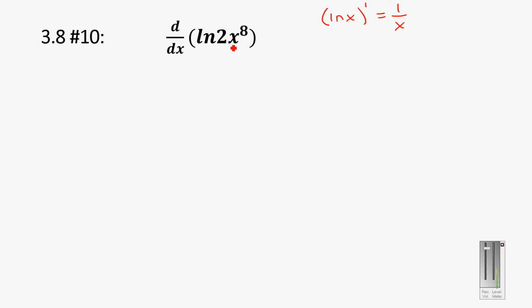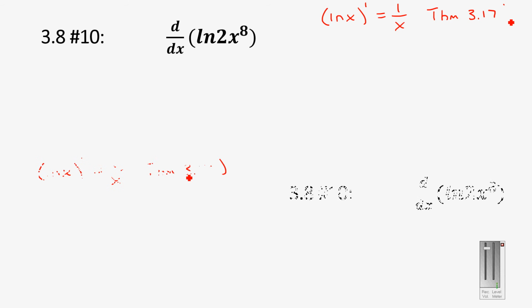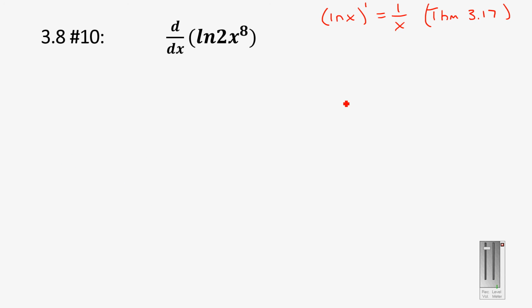There is a little bit of a mess here though, and so if you didn't know that off the top of your head, you could look back and take a look at theorem 3.17. So that's by theorem 3.17. So I'll just make a note of that over here. This is theorem 3.17. That's the derivative of the natural log.